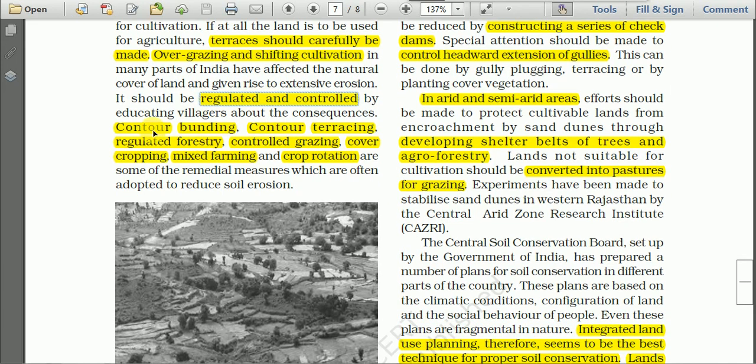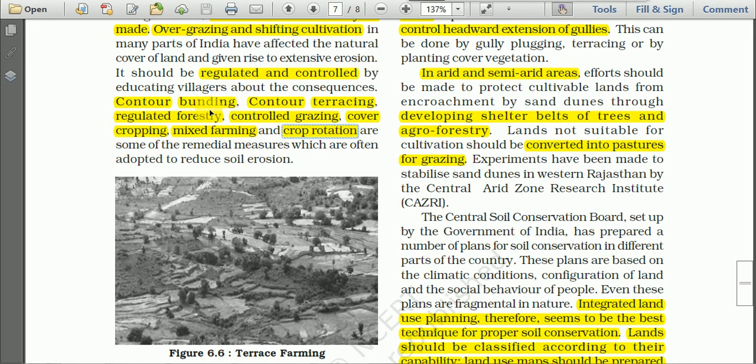And see here, other steps to conserve soil and prevent soil degradation are contour bunding, contour terracing, regulated forestry, controlled grazing, cover cropping, mixed farming, then crop rotation. So these are some remedial measures which are often adopted to reduce soil erosion.